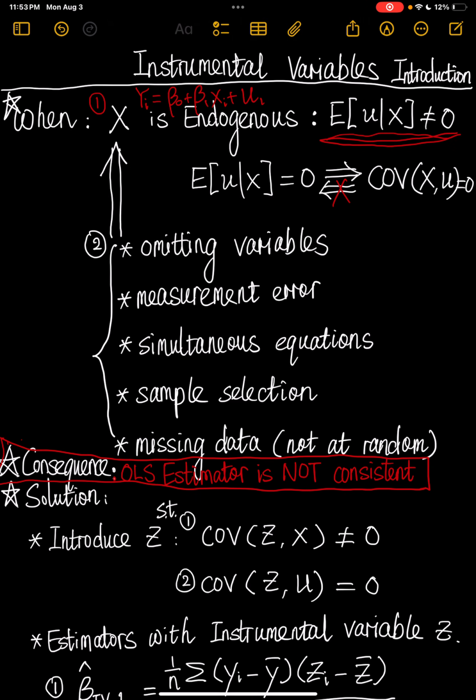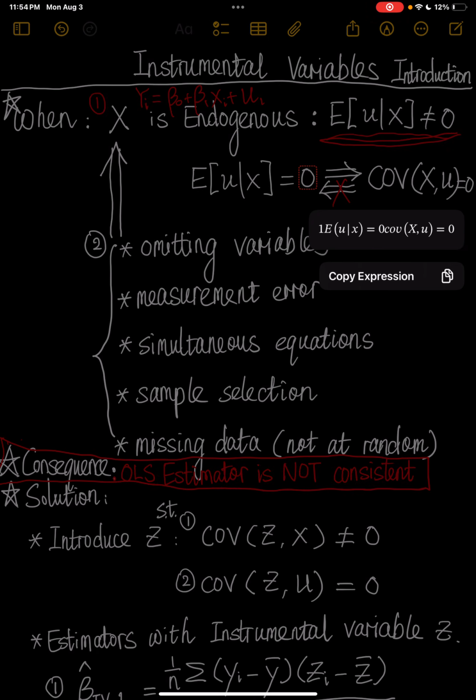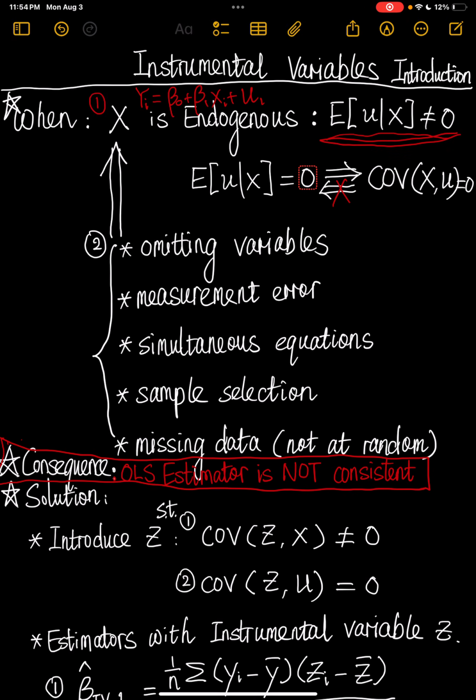And I would also point out that when this conditional expectation equals zero, it implies the covariance between x and u is zero, which means that the independent variable and the error term should be uncorrelated, right? But not necessarily vice versa. So the conditional expectation equals zero is actually a stronger condition than the uncorrelatedness condition.